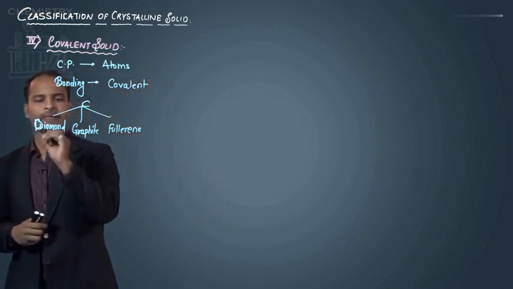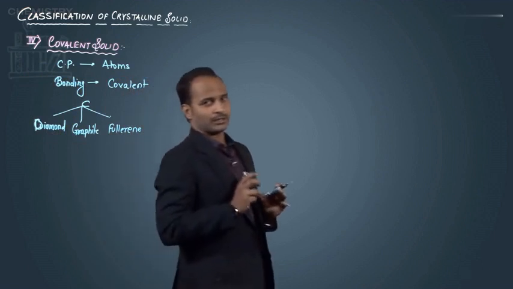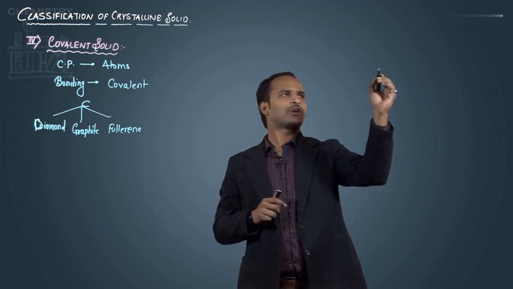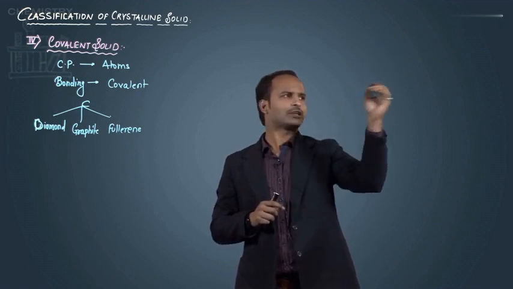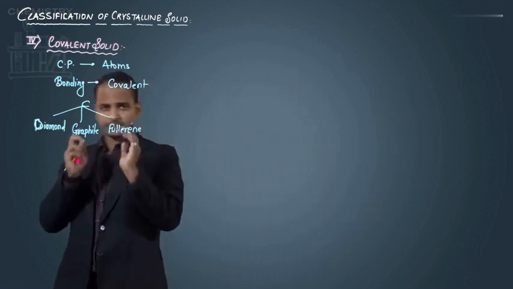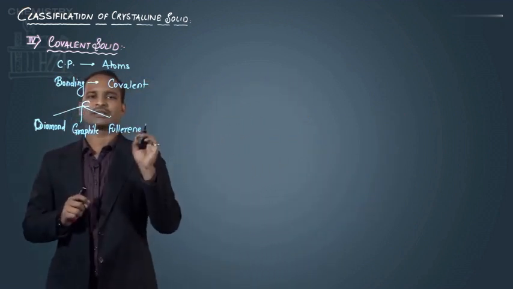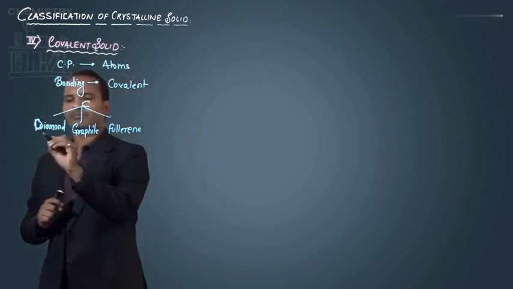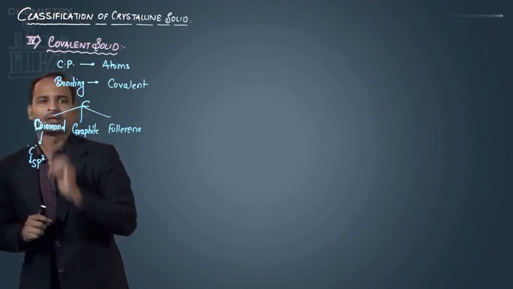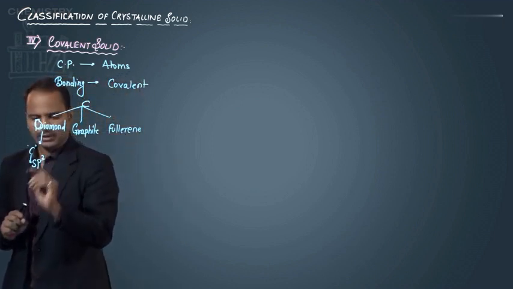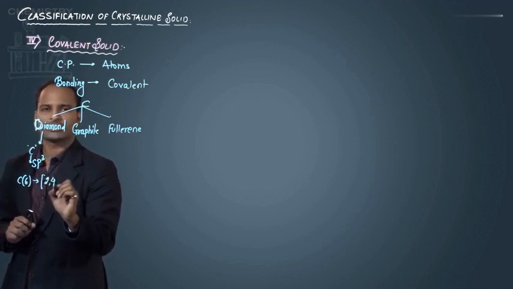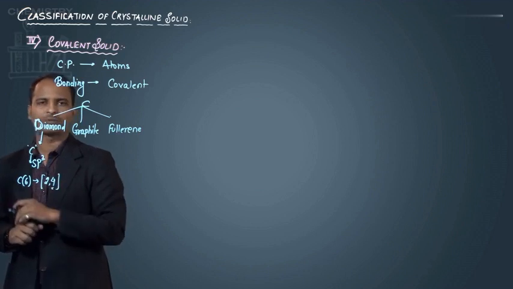Now let's see the structure of diamond. In the case of diamond, you can see that each carbon atom is bonded with 4 different carbon atoms in a tetrahedral manner. So in diamond, each carbon is tetrahedrally bonded with 4 different carbon atoms. This means the carbon undergoes sp3 hybridization. Carbon has atomic number 6 and electronic configuration 2,4, that is, 4 electrons in the outermost orbit.